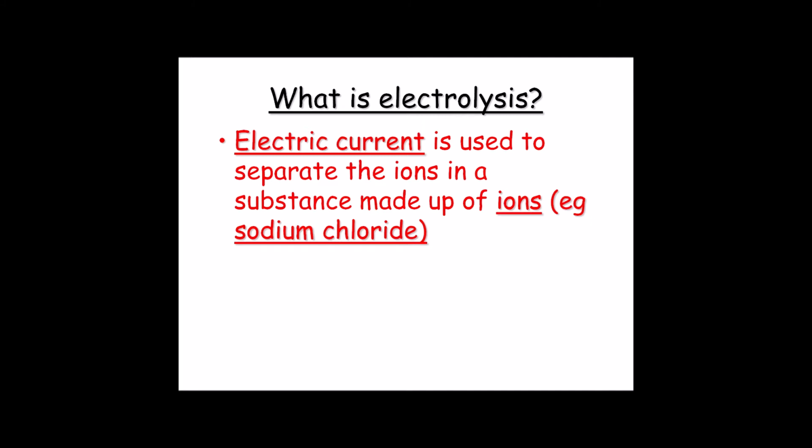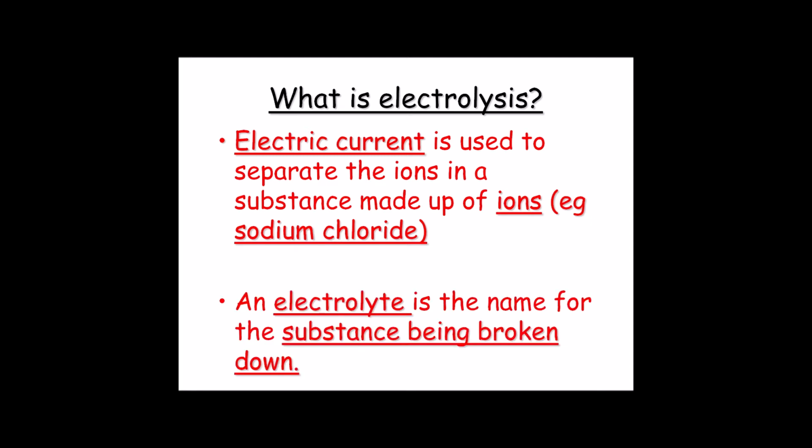So, what is electrolysis? Well, electrolysis is where electric current is used to separate the ions in an ionic substance into the individual components, and essentially it means electro for electricity and lysis, which I believe is ancient Greek for splitting. It means to split something up with electricity. Another definition that we need to know is that an electrolyte is a name for the substance that's being broken down, or the substance that is conducting electricity. Okay, so a liquid which can conduct electricity through ions is called an electrolyte, and we're going to look at that in more detail in a second.